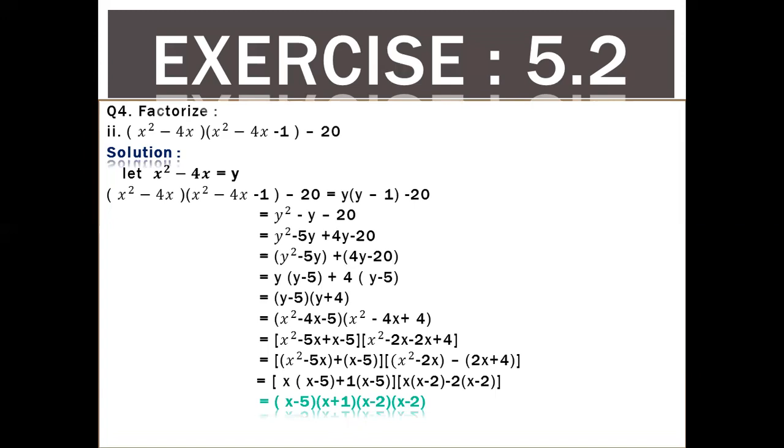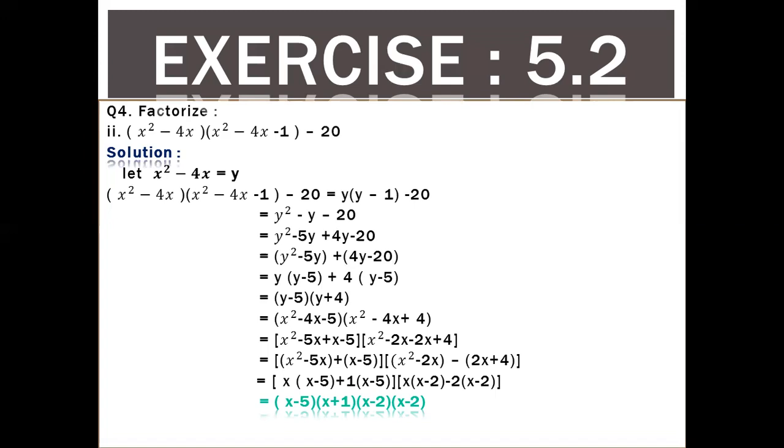Now for part 1: (x² + 5x + 4)(x² + 5x + 6) − 3. Part 1 is the same. Instead of x² + 5x, we will take y, and with the same procedure you multiply (y + 4) and (y + 6). After finding the quadratic, you make the factors, and at the end you replace y with the supposition, which is x² + 5x.